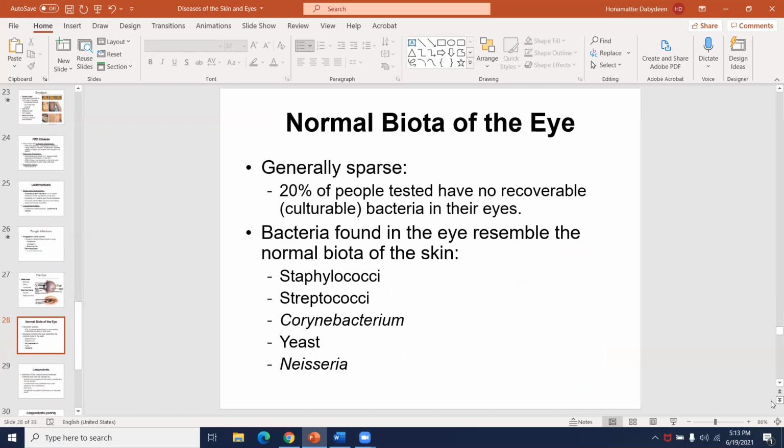Staphylococcus, Streptococcus, Corynebacterium, yeast. Some species of Neisseria, they're normally found in the skin, normally microbiota of the skin. They will also be found in areas around the eye.